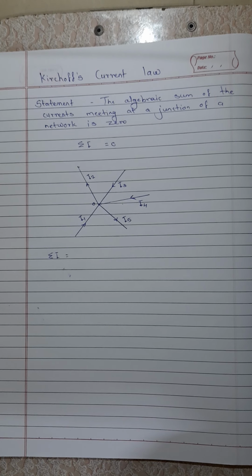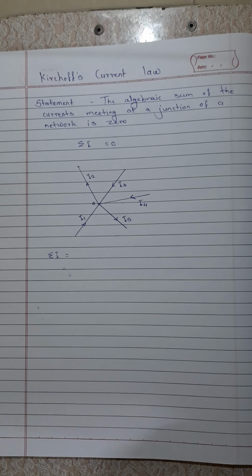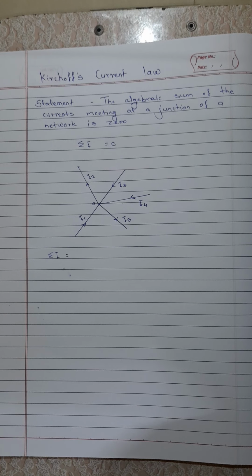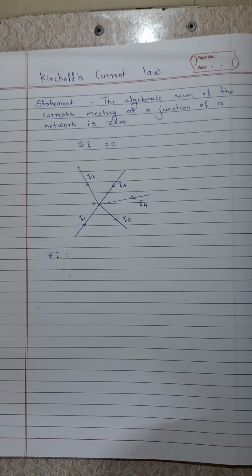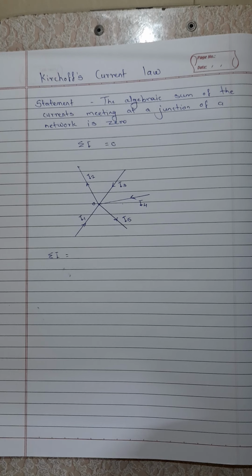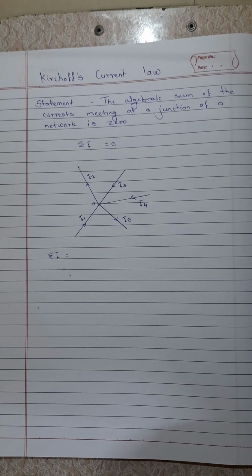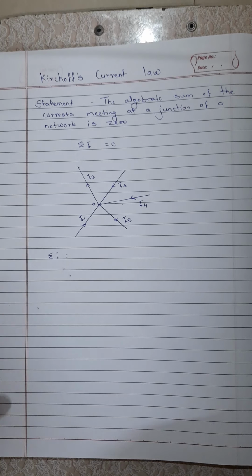Then see the diagram. In the diagram we see the 5 currents I1, I2, I3, I4 and I5. But some currents have direction toward the junction and some away from the junction. We take the current flowing towards the junction as positive. Towards the junction means currents I1, I3 and I4 are flowing towards the junction, having positive values.